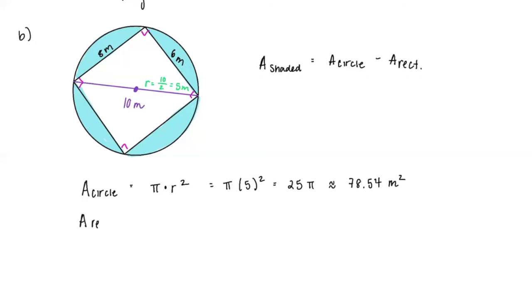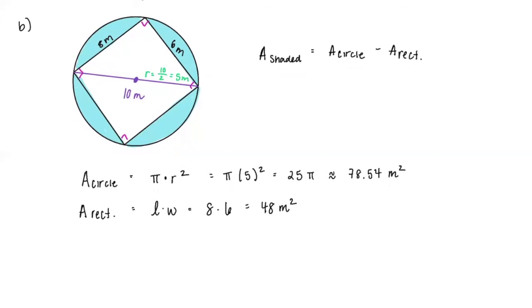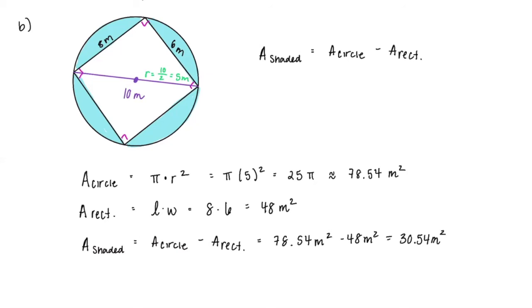Moving on to our rectangle, it's just length times width. So that is 8 times 6, or 48 meters squared. So we go ahead and find the area of our shaded region by subtracting the two. It's 78.54 meters squared minus 48 meters squared. Roughly this area is 30.54 meters squared. Okay.